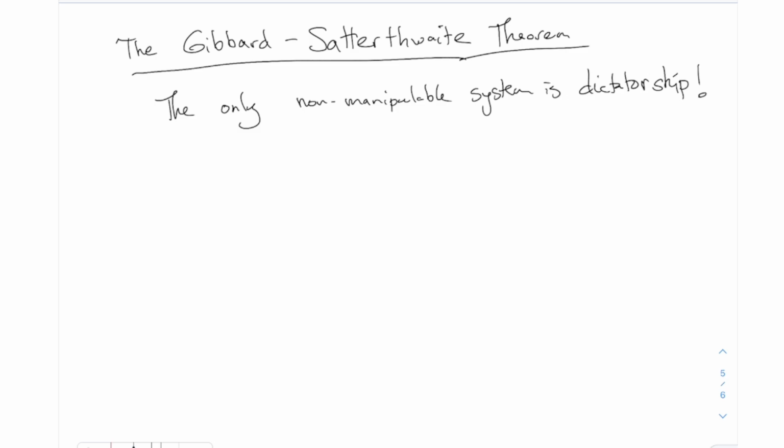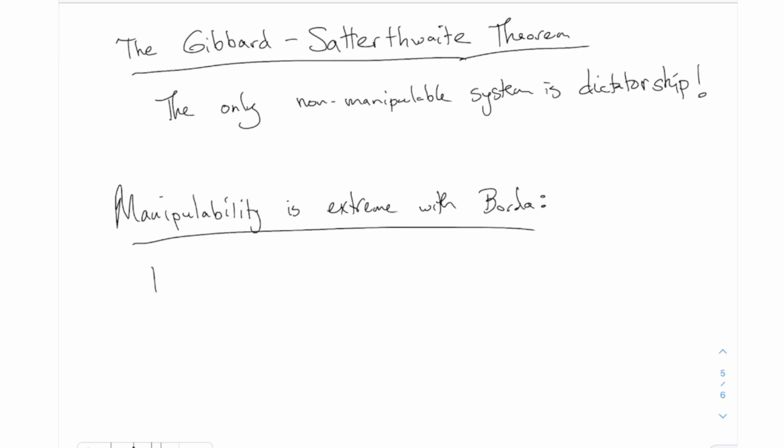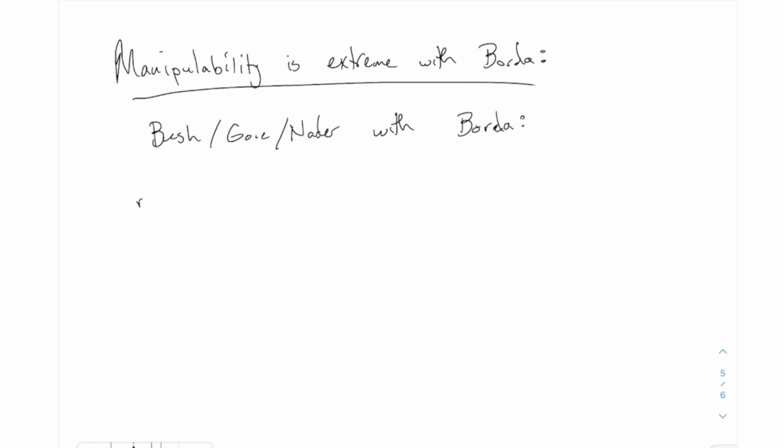This is actually extreme. Manipulability is extreme with the Borda. I want to do one example, and then this will be the end of this business. Check it out. I would like to talk about the Bush-Gore-Nader election if we used Borda. Now, the original votes, the real votes, I will refresh your memory: 2.9 million people said Bush-Gore-Nader, 2.9 million said Gore-Bush-Nader, and 0.1 million said Nader-Gore-Bush, right?